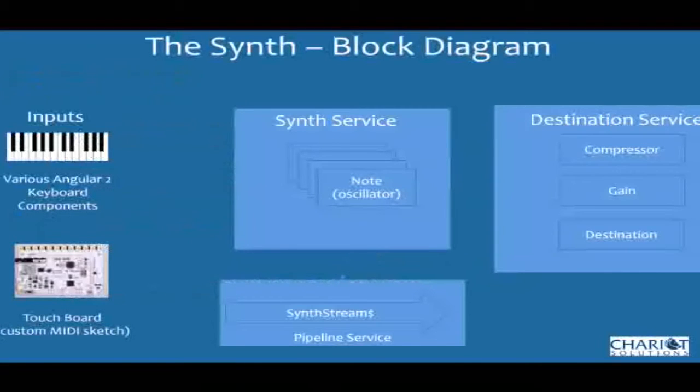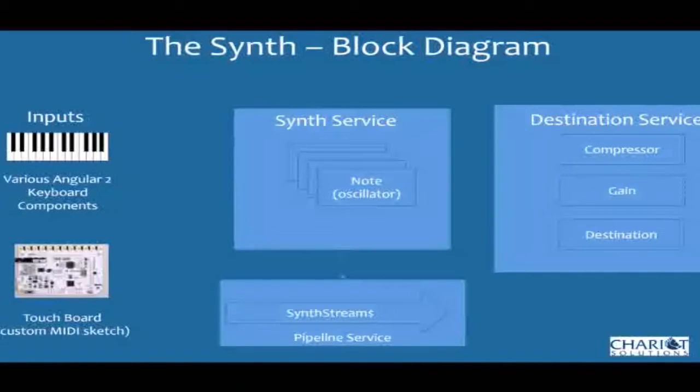So let's talk about what we're doing here. On the left, you see the inputs. We got these various types of inputs coming in. On the bottom, I have a service called the pipeline service. This is an Angular 2 service. It's a non-visual object. And that object holds on to a thing called synth stream, lowercase s. I typed it wrong. And by the way, you'll see a lot of developers use a dollar sign at the end of these names, not the Angular team, but kind of denoting that it's a stream. That's one naming convention that I've seen out there. So I use that in this example.